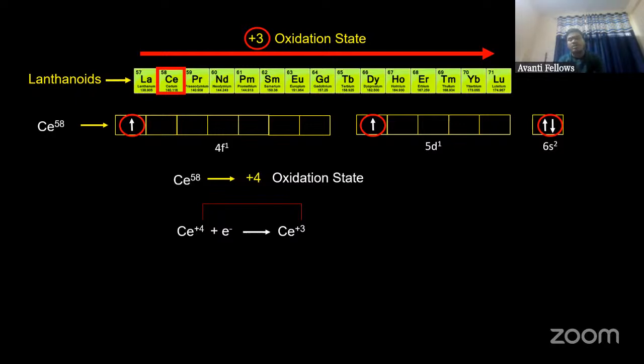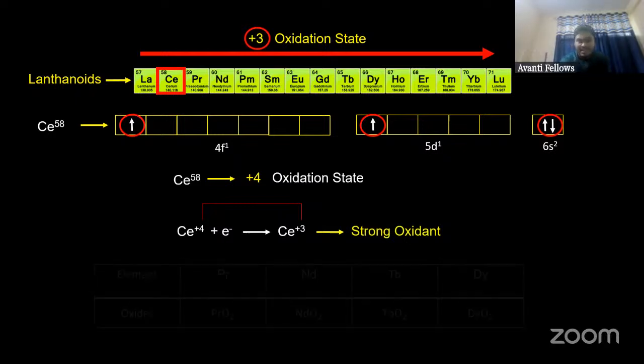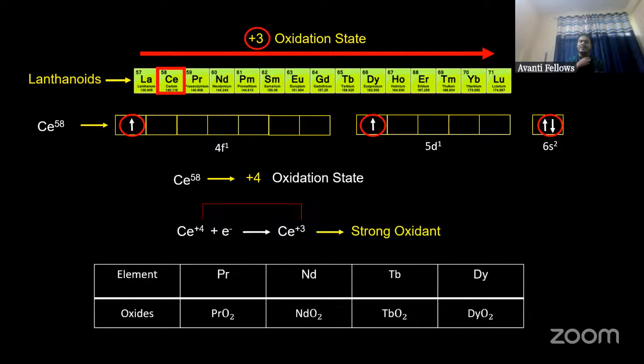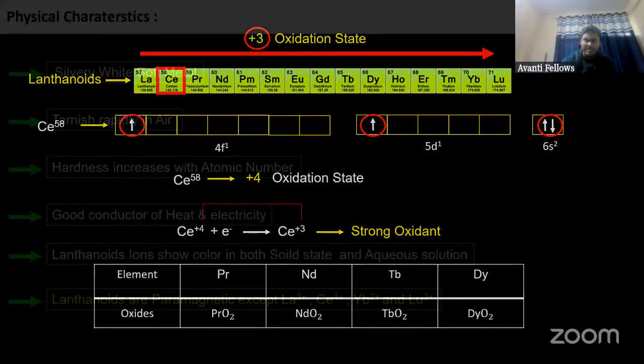The most common oxidation state of lanthanoids is +3. All elements show the +3 oxidation state. However, if you consider Ce, which has atomic number 58, it also shows the +4 oxidation state and acts as a very strong oxidant. Now, if you consider Pr, Nd, Tb and Dy, their oxides are PrO2, NdO2, TbO2 and DyO2.